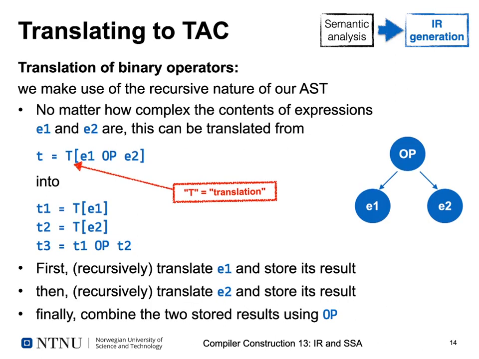So how can we translate a given intermediate representation as an abstract syntax tree to our linear 3-address code? Now, first, let's take a look at how we translate binary operators. Here we make use of the nature of the abstract syntax tree, that it's a recursively defined data structure. So no matter how complex the contents of an expression combining E1 and E2 are, this can always be translated into a simpler form.